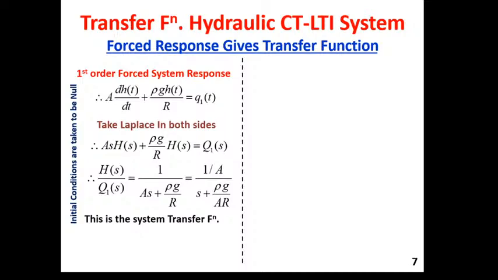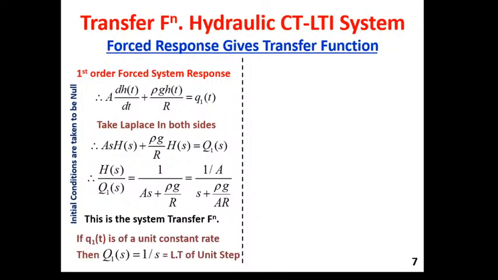So dynamics of the system is very simple, very primitive, only the first order, and this is the system transfer function, that is 1 by A divided by s plus rho g divided by A R. Rho is fluid density, g is gravitational constant, A is container area which is a constant, and R is hydraulic resistance, that is also a constant.